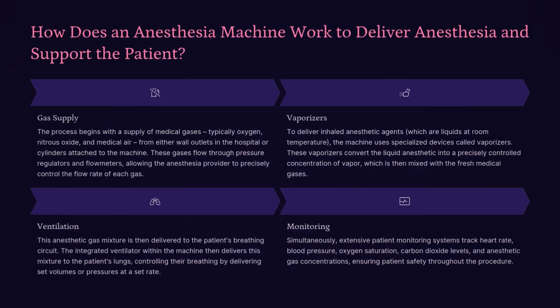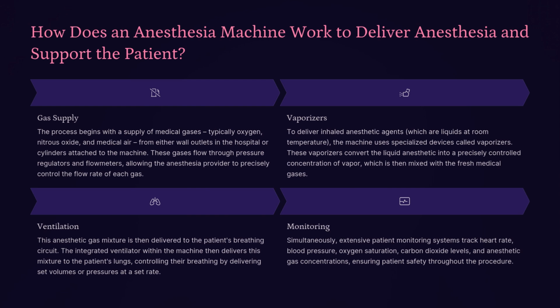How does an anesthesia machine work to deliver anesthesia and support the patient? Now, let's delve into the fascinating question of how an anesthesia machine actually works to deliver carefully controlled anesthesia and provide vital life support. The process begins with a supply of medical gases, typically oxygen, nitrous oxide, and medical air, from either wall outlets in the hospital or cylinders attached to the machine. These gases flow through pressure regulators and flow meters, allowing the anesthesia provider to precisely control the flow rate of each gas.